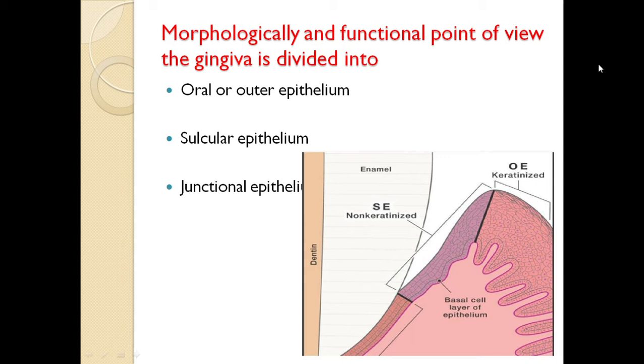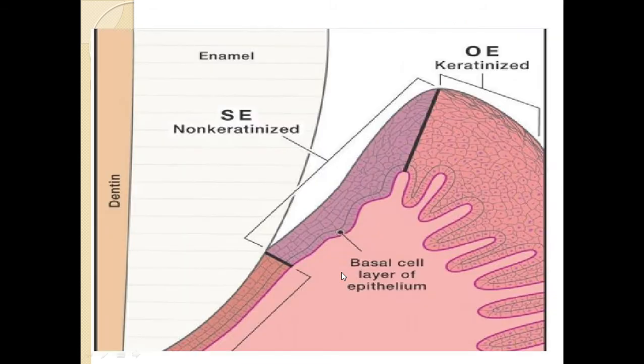From a morphological and functional point of view, gingiva is divided into oral or outer epithelium, and the one that lines the gingival sulcus is known as sulcular epithelium. Next to the sulcular epithelium is junctional epithelium. In today's lecture, we will be discussing in detail oral epithelium, sulcular epithelium and junctional epithelium.